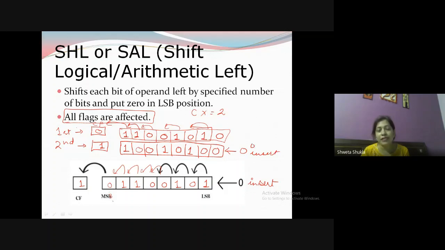Keep on doing this till the value of CX is complete. That means you have to keep on shifting this till CX becomes 0, because after every shift or after every rotate, the value of CX is decremented by 1.